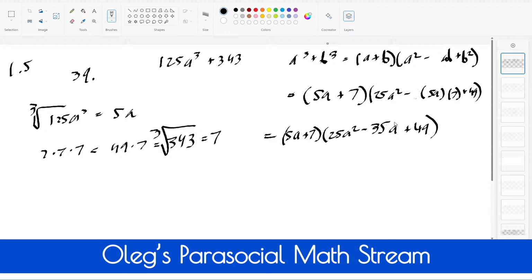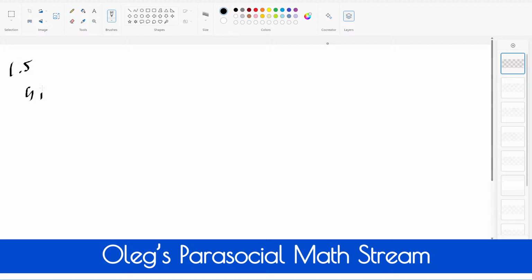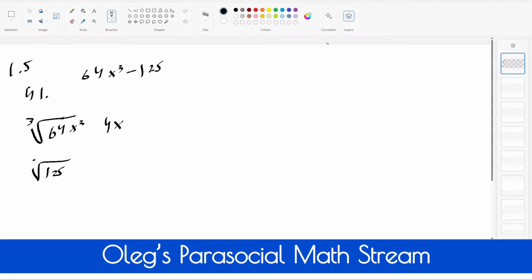And now, continuing on, 41. 64x to the third power minus 125. Cube root of 64x to the third power is going to be 4x, and the cube root of 125 is 5, because 4 times 4 is 16, times 4 is 64, and cube rooting x gives us x back.